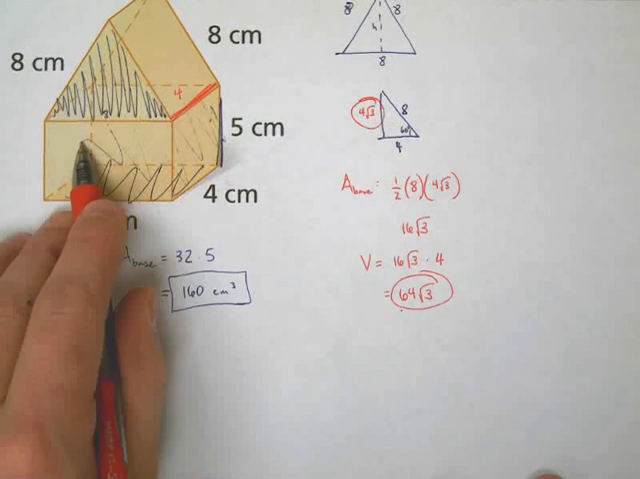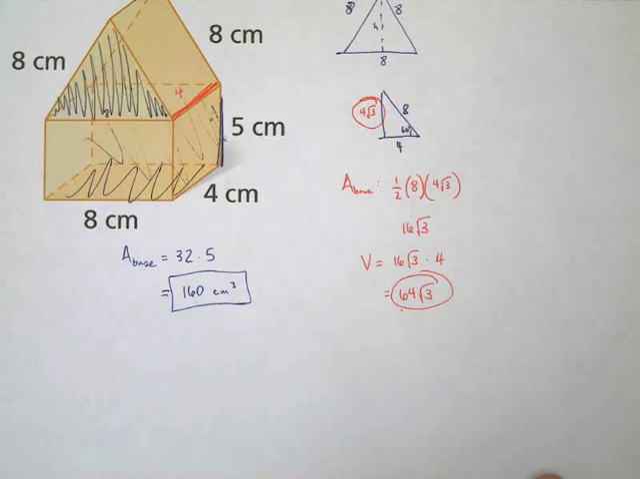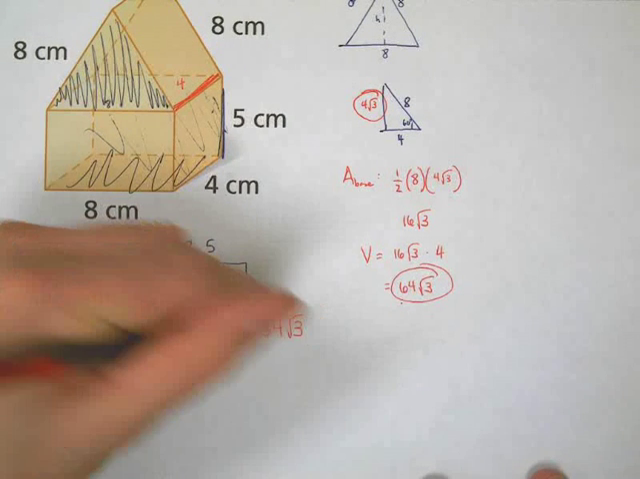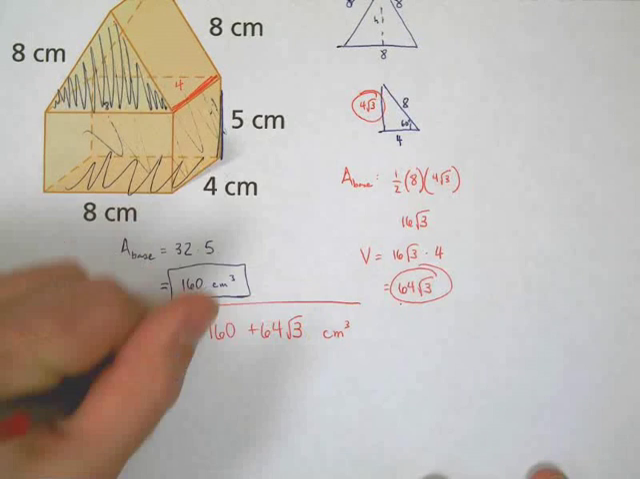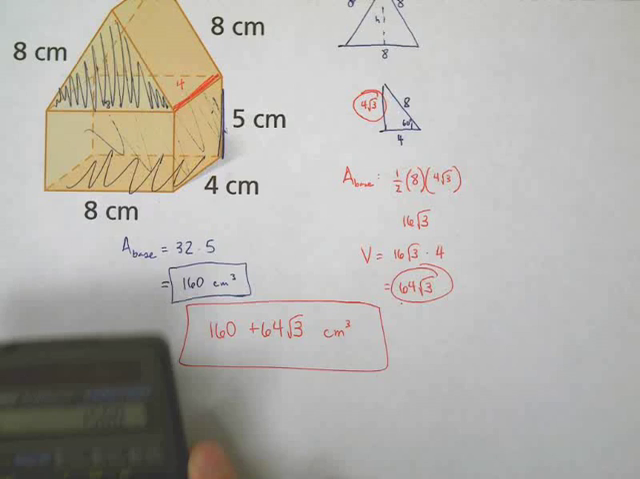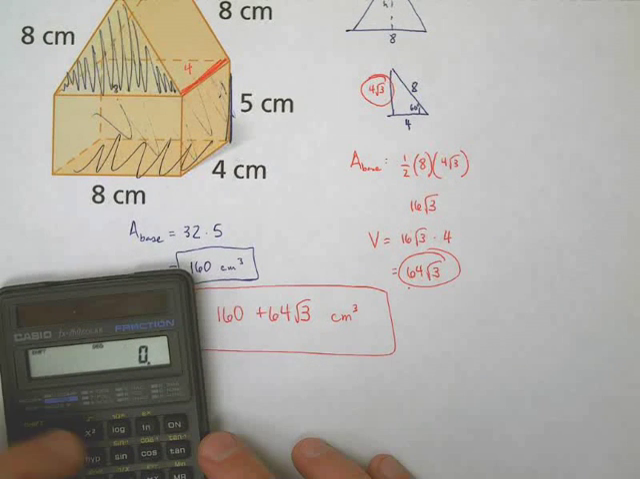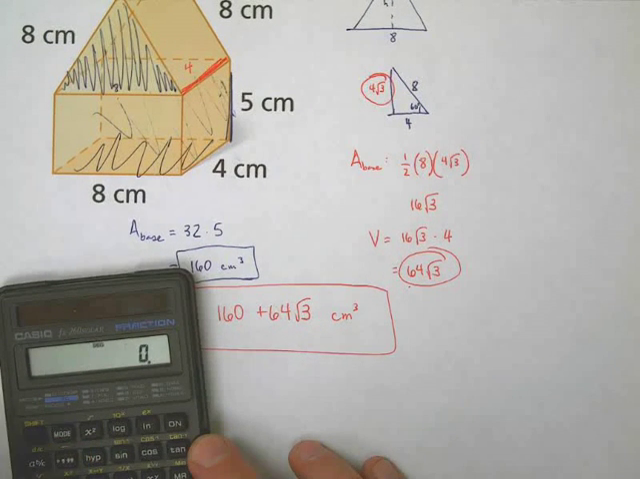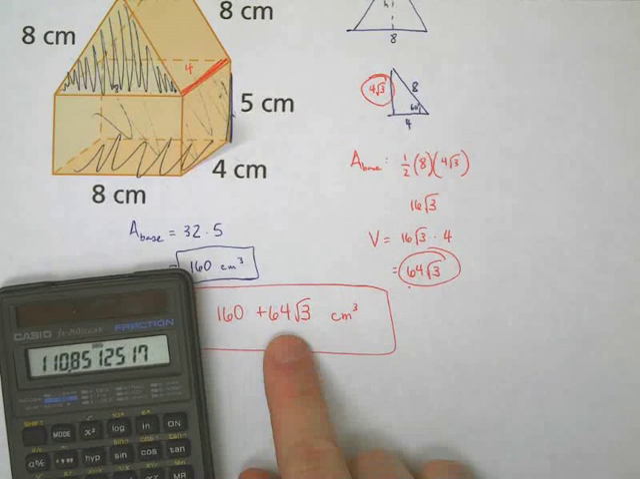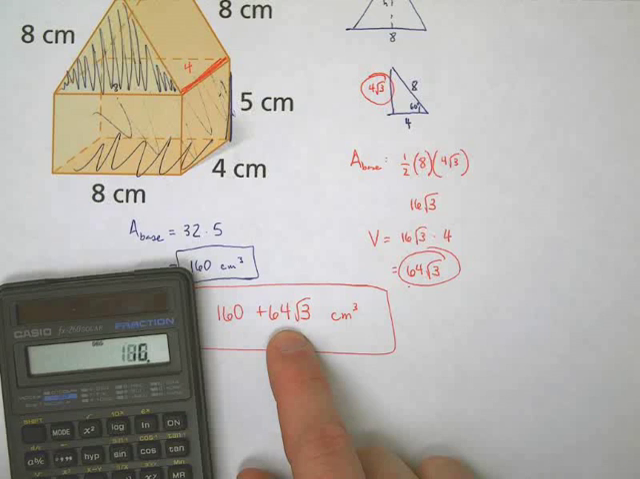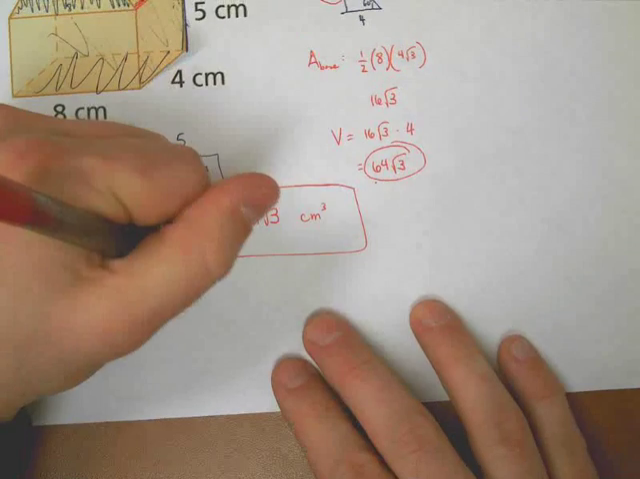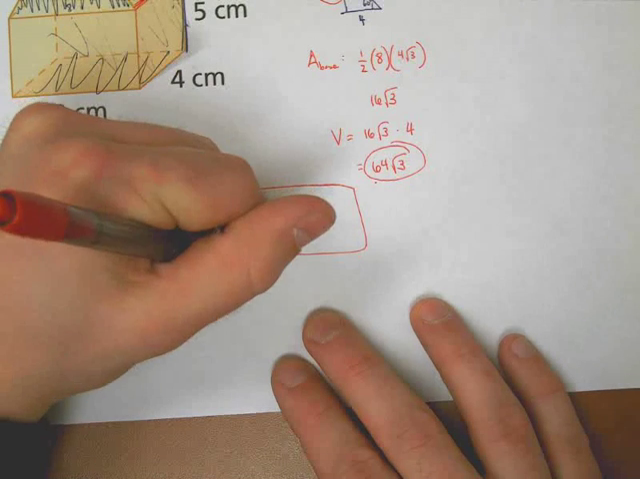So I had 160 cubic centimeters from the bottom, from this house portion, and 64 square roots of 3 from the roof portion. I add those together. You know what? I'm just going to leave it like this: 160 plus 64 square roots of 3, and that would be cubic centimeters. That's an exact answer. If I wanted to multiply that out, square root of 3 is about 1.7 times 64, so that's about 110.8. Add the 160 to it. It's about 270.9 cubic centimeters, if I wanted to give an approximation.